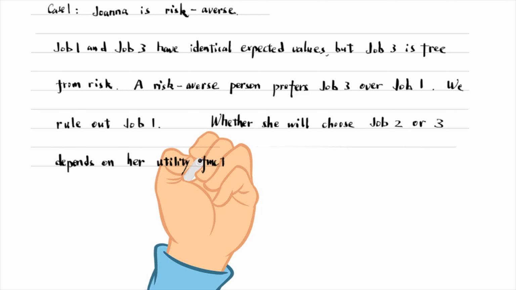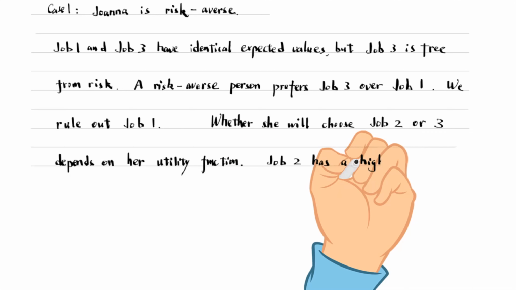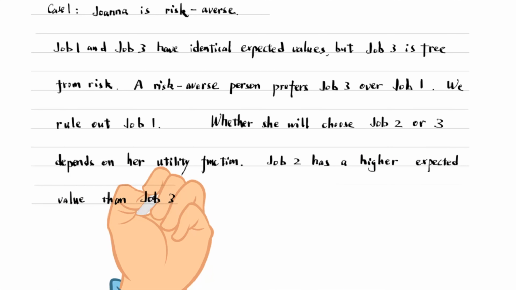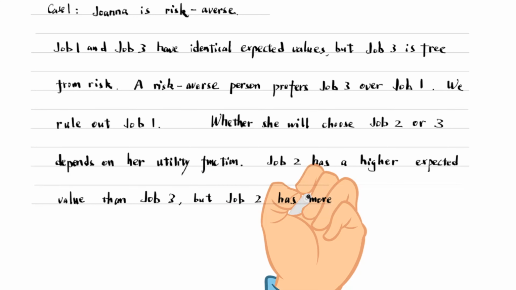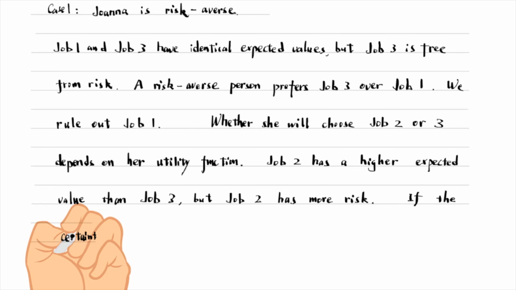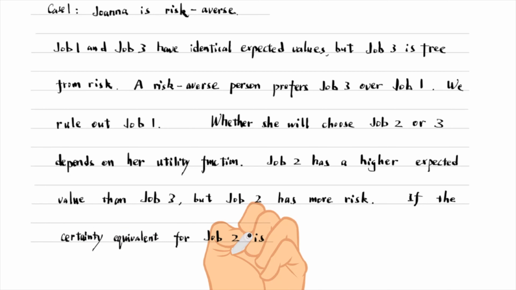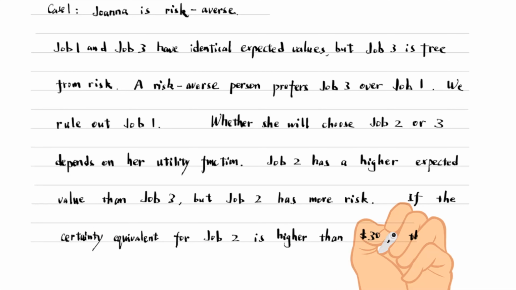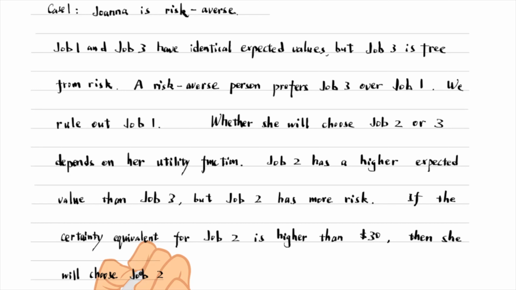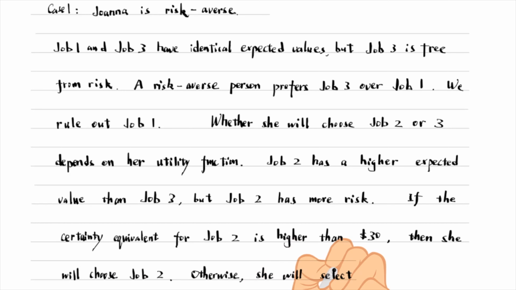Job 2 has a higher expected value than Job 3, but Job 2 has more risk. If the certainty equivalent for Job 2 is higher than $30, then she will choose Job 2. Otherwise, she will select Job 3.